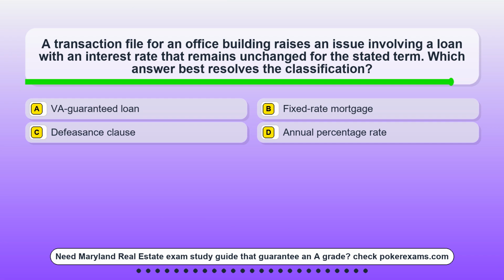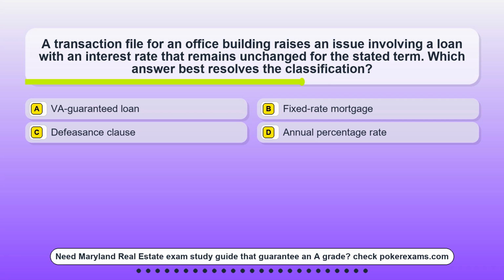Question 2. A transaction file for an office building raises an issue involving a loan with an interest rate that remains unchanged for the stated term. Which answer best resolves the classification? Option A, VA-guaranteed loan. Option B, fixed-rate mortgage. Option C, defeasance clause. Option D, annual percentage rate.